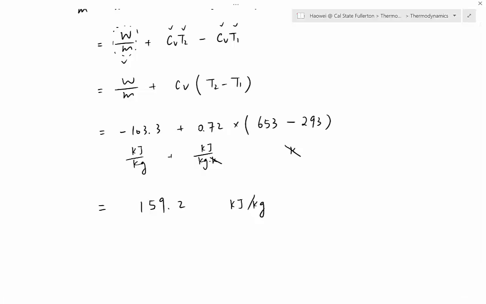So now this is the solution in kilojoule per kilogram. If you're still not comfortable with the units, you can always convert everything to SI unit, which is joule per kilogram or joule per kilogram per Kelvin. And then from there, your solution will be in SI unit, which is joule per kilogram. And then you take one more step to convert joule to kilojoule. Okay, so now our solution for heat transfer per unit mass is 159.2 kilojoule per kilogram. And the solution is positive. What does that tell you? If heat transfer is positive, that means the system gains heat. If heat transfer is negative, that means the system loses heat.